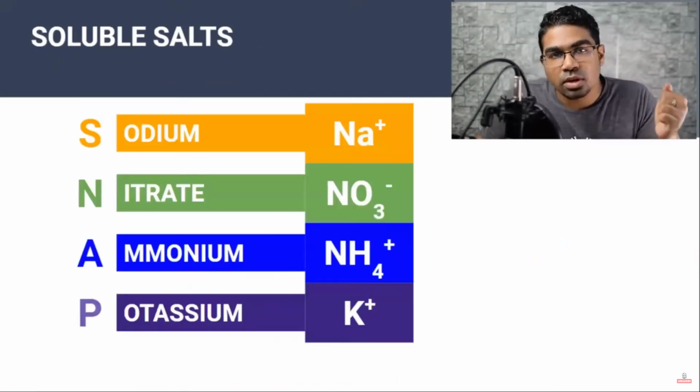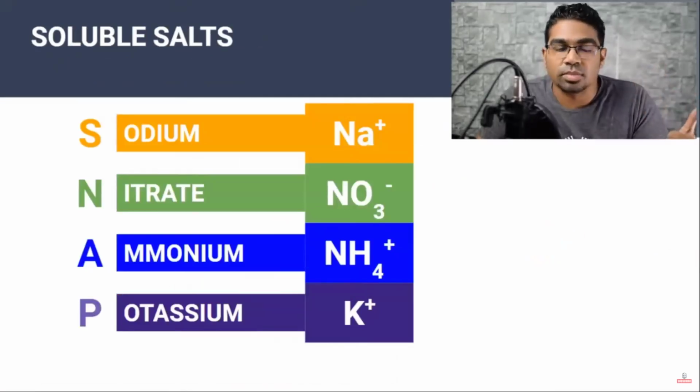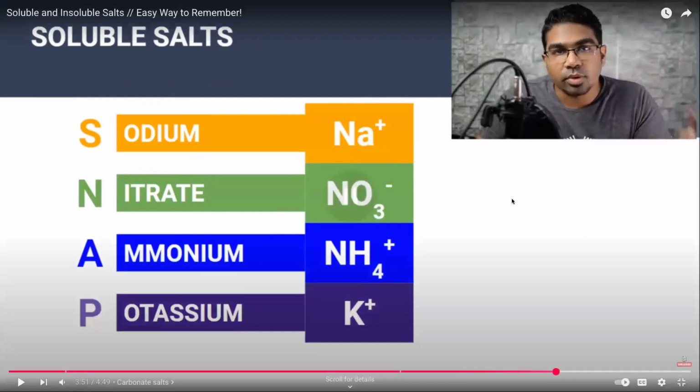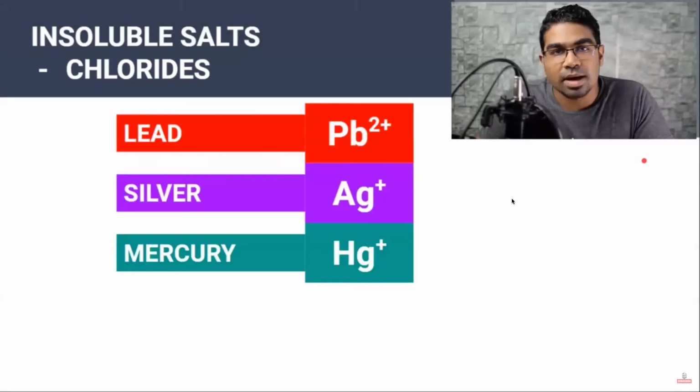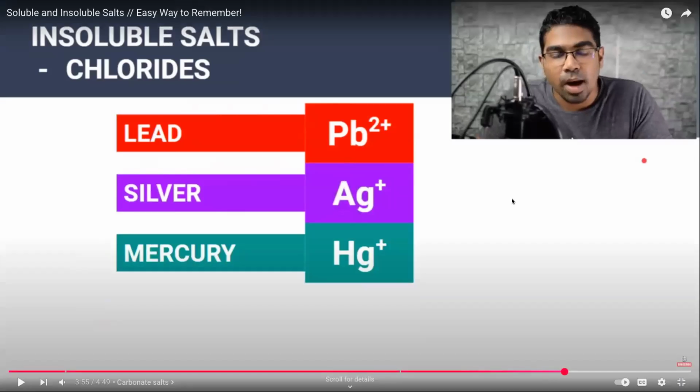For soluble salts, all SNAP salts are soluble: sodium, nitrate, ammonium and potassium. So whenever you see a salt that has these SNAP ions in it, it is always soluble. Potassium salts are always soluble. For chlorides, any other chloride that is not one of these three will be soluble. These three are insoluble, guys.